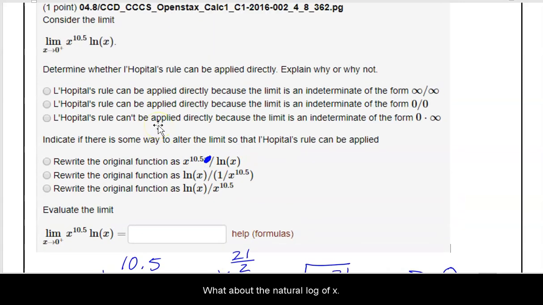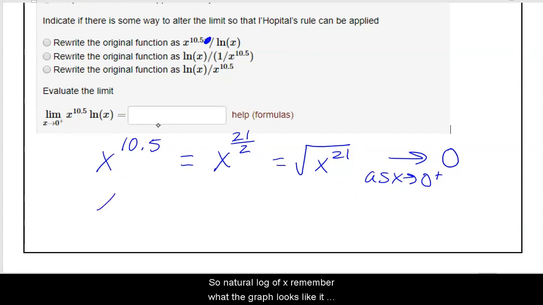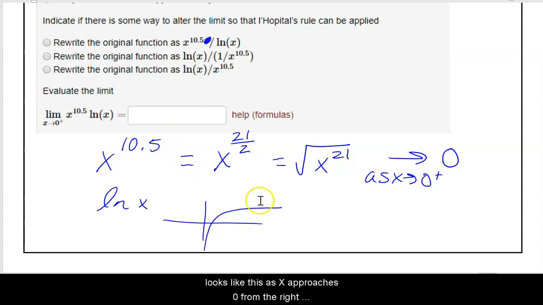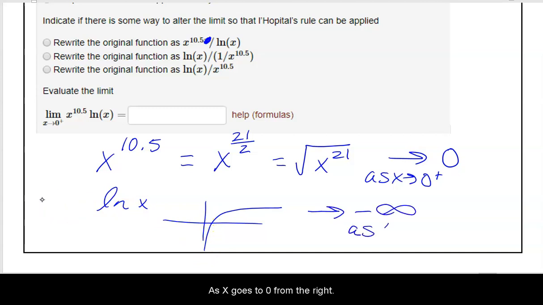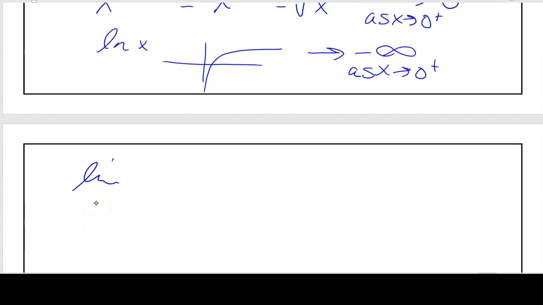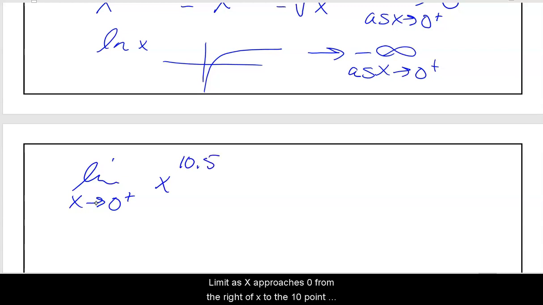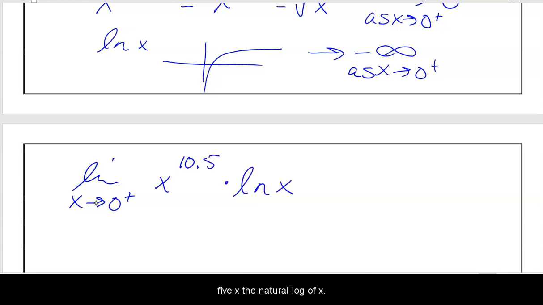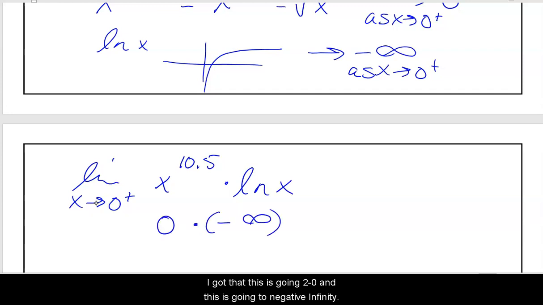What about the natural log of x? So natural log of x, remember what the graph looks like. It looks like this. As x approaches 0 from the right, it means it's coming in towards x equals 0, but the y value is going to go to negative infinity as x goes to 0 from the right. So when I rewrite this one, the limit as x approaches 0 from the right of x to the 10.5 times the natural log of x, I get that this is going to 0 and this is going to negative infinity.